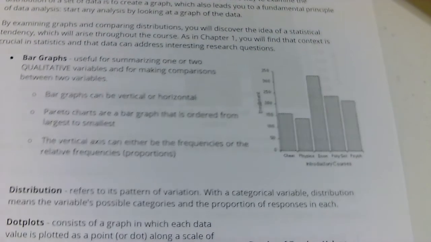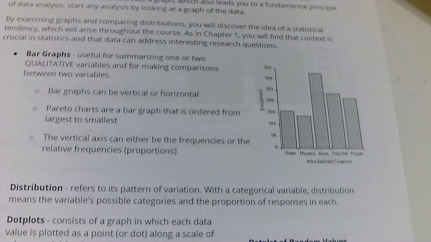Now, when we're looking at these, we're looking at their distribution. That's referring to the patterns. Distribution means the variable's possible categories and the proportion of responses in each.